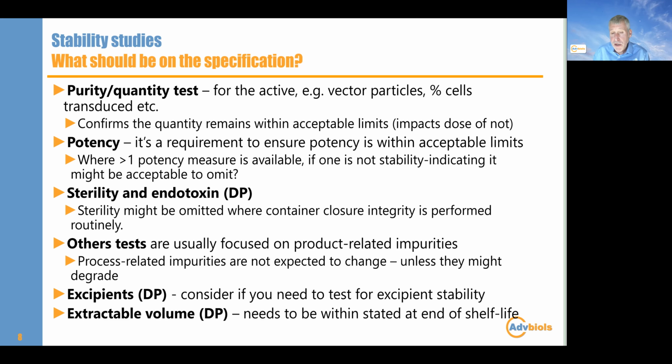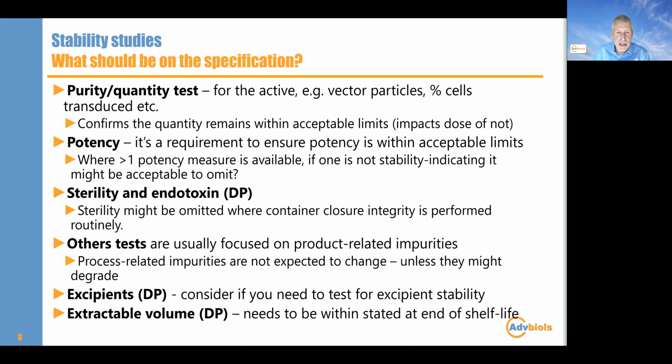Potency, we definitely want the product to still be potent at the end of shelf life. But the potency assay may or may not be stability indicating. I mean, you would expect it to be stability indicating up to a point, but it just might not be very sensitive to change. And I don't think it would be unreasonable if you've got a potency matrix. This wouldn't be the case if you only had a single potency assay. But if you've got a potency matrix and one of them isn't stability indicating, then there's not necessarily any need to do it, or maybe you would just do it at the end, like you would do with sterility.